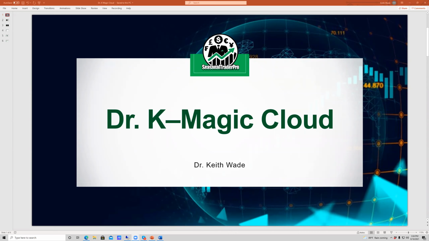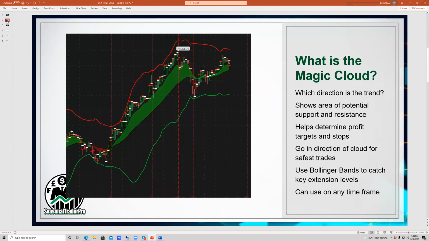Longs and shorts. So today, what I want to present is one of the easiest ways, now that this is developed, to identify trends. And again, I call it the STP Magic Cloud.